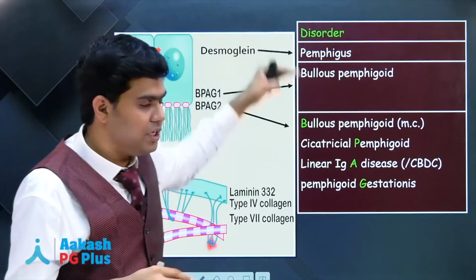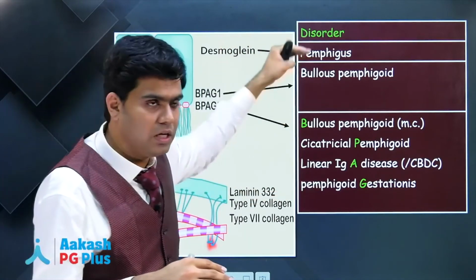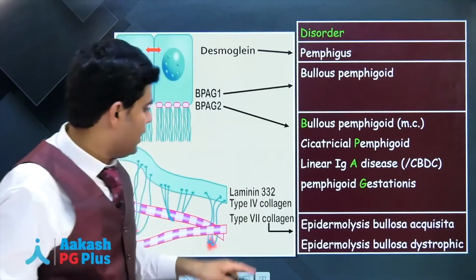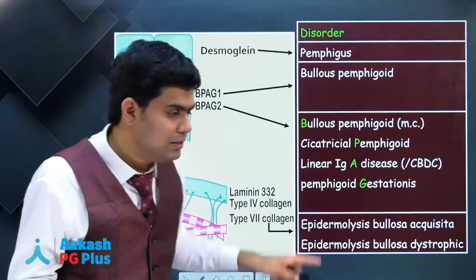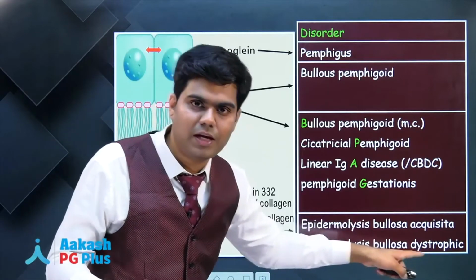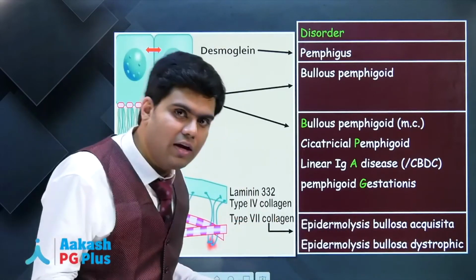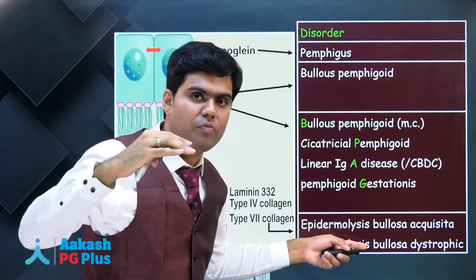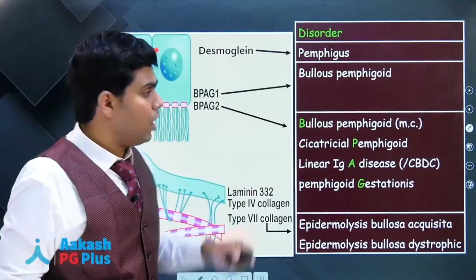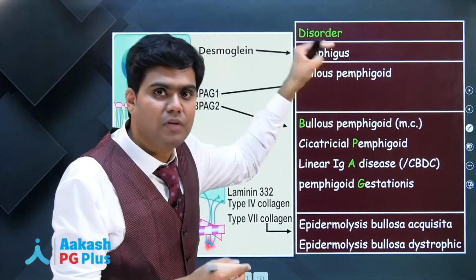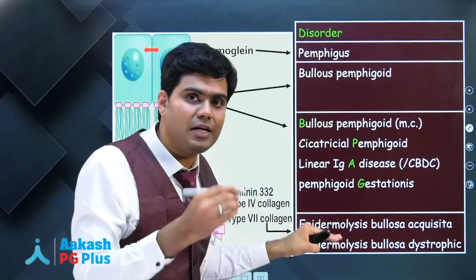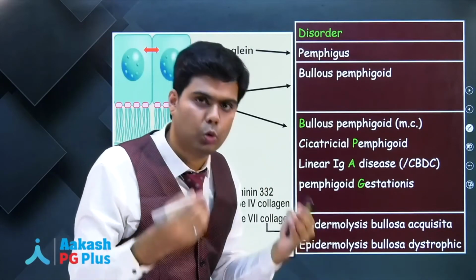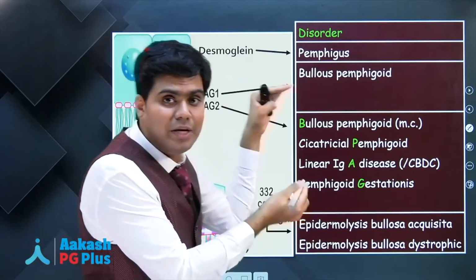So if we arrange it sequentially, topmost will be pemphigus, and as we move down, the split will be deeper and deeper. And we have type 7 collagen, that is epidermolysis bullosa acquisita and dystrophic, right. So pemphigus at the topmost, EB dystrophic and acquisita at the bottom. Now we know the topmost part is pemphigus, the bottommost, the deepest layer that is having the split, will be epidermolysis bullosa. What about the remaining middle layer?